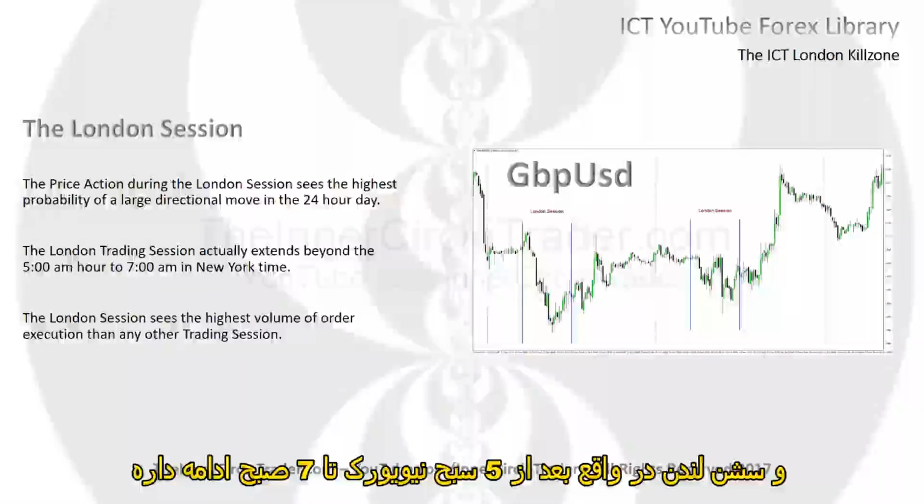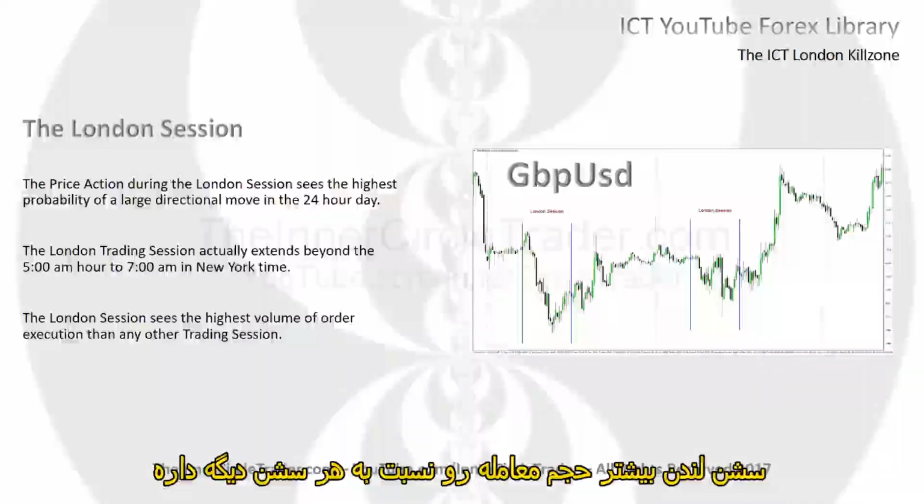Now, the London trading session actually extends beyond the 5 a.m. hour to 7 a.m. New York time. The London session sees the highest volume of order execution than any other trading session.